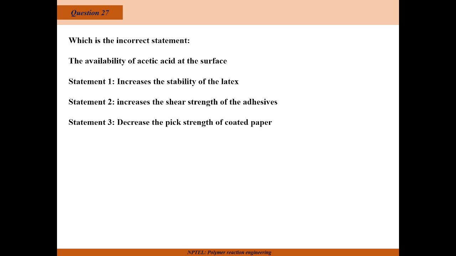So which is the correct statement? The availability of acetic acid at the surface. Statement 1 increases the stability of the latex. Statement 2 increases the shear strength of the adhesive. Statement 3 decreases the peel strength of coated paper.